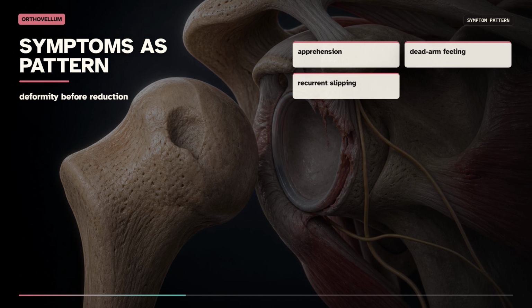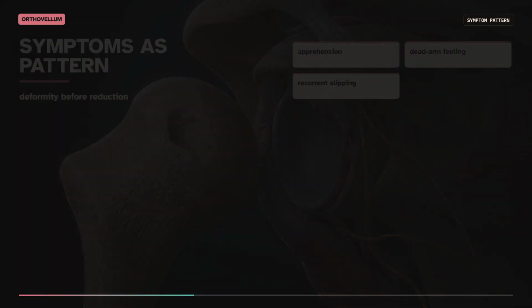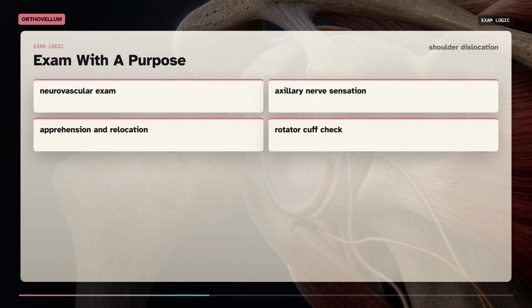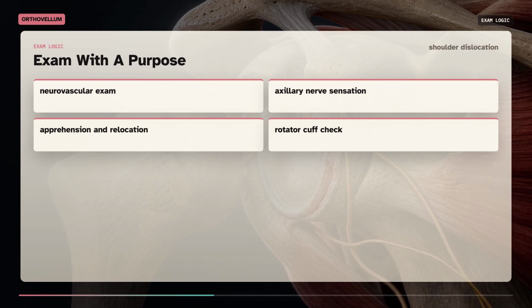The best history is not a questionnaire. It is a map of what loads reproduce the problem, what settles it, and what function is disappearing. The exam should not be random. For this topic, deliberately check neurovascular exam, axillary nerve sensation, apprehension and relocation, rotator cuff check. A good exam separates pain from weakness, stiffness from fear, and joint disease from referred pain.